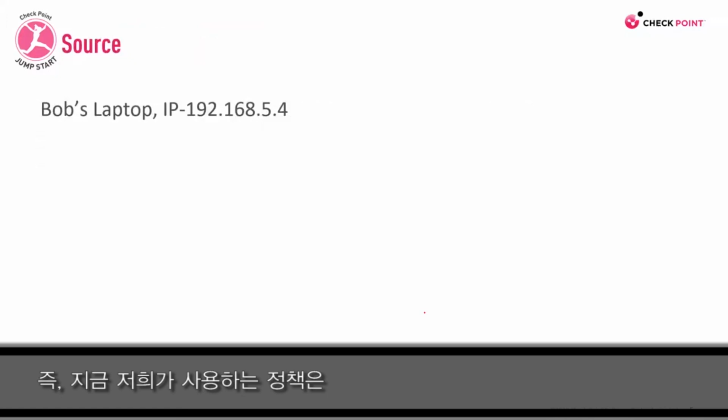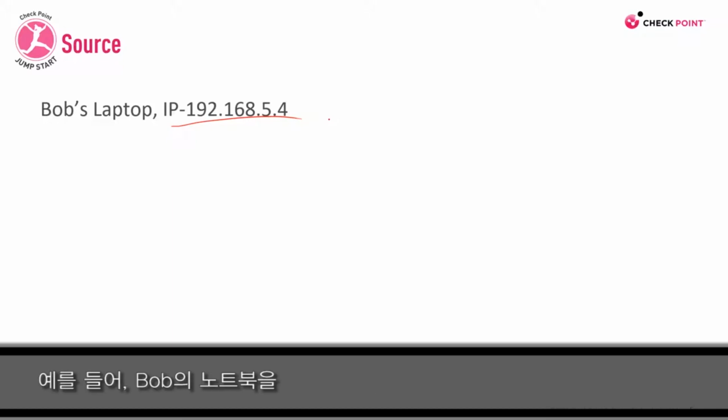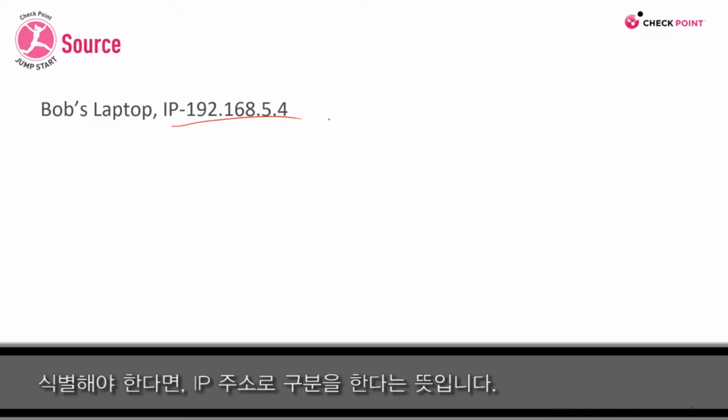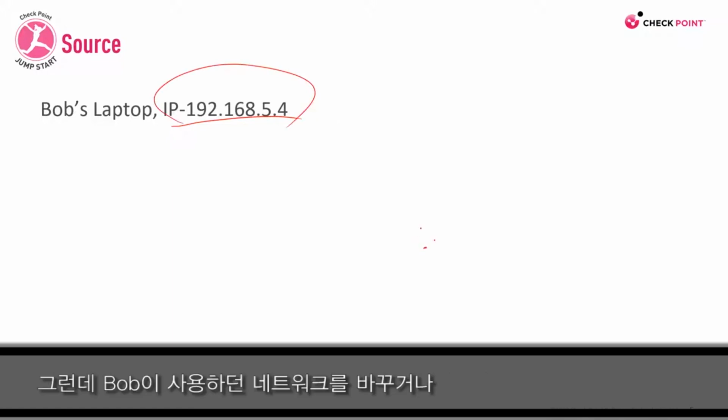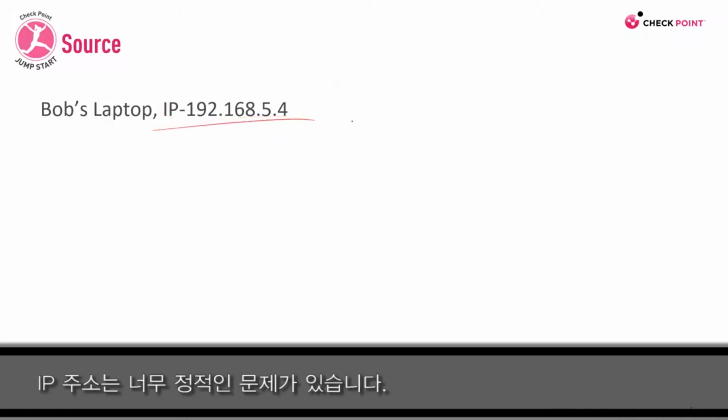In other words, our current policy uses IP addresses to identify the source on a rule base. For example, if I have Bob, I identify Bob's laptop using this IP address. But what if Bob changes a network? What if Bob will change his laptop? What if Bob has a second computer? What if? I'm afraid the IP address is just too static.